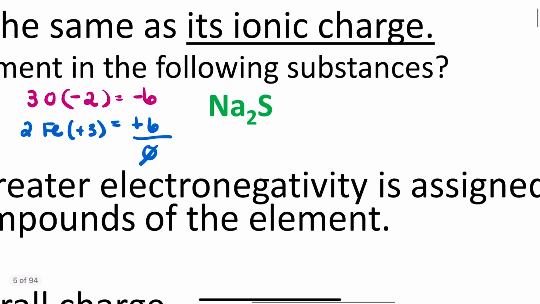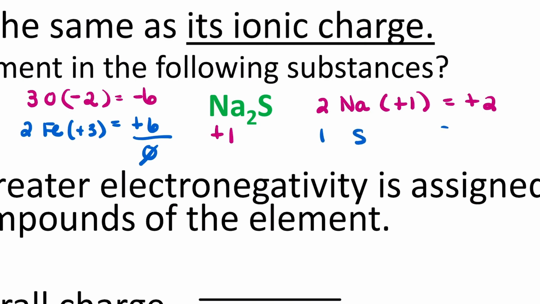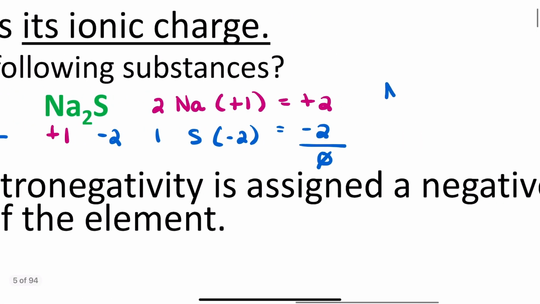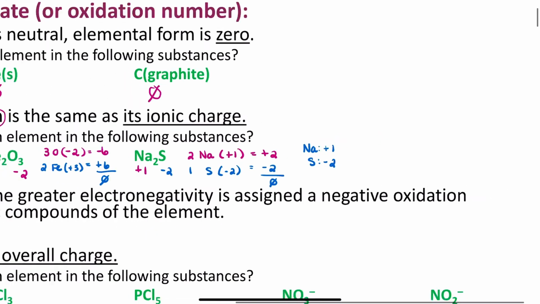And if I look at Na2S, sodium is a group 1 metal. It's an alkali metal. Group 1 metals always have a +1 charge. So I have 2 sodiums. They each have a +1 charge. Overall +2. I have 1 sulfur. It must equal a -2 charge to give me an overall 0 charge. Again, that means each sodium itself has a +1 charge. The sulfur has a -2. I just happen to have 2 sodiums to counterbalance the charge on that sulfur.